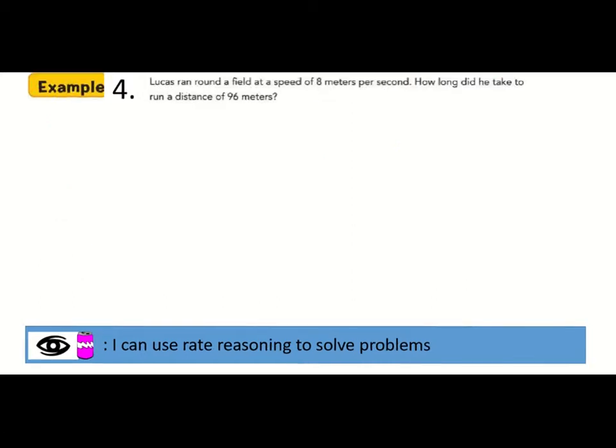For example 4, it says Lucas ran around a field at a speed of 8 meters per second. How long did he take to run a distance of 96 meters? So when I look at this problem, once again, I see the rate, which is 8 meters per second. And I know this is the rate because I see the word per. And they're asking me how long did it take him to run the distance of 96 meters. So they're giving me a distance. And they're asking me to find the time because it says how long. So that is the unknown, the time.